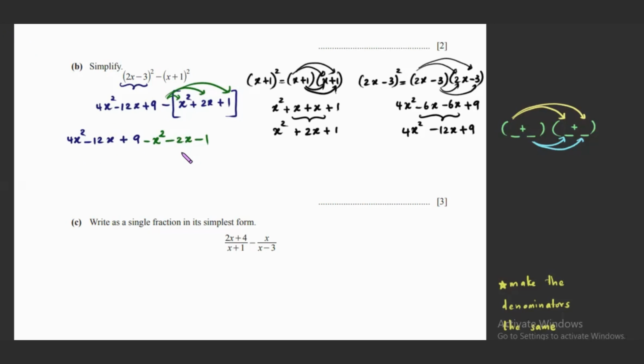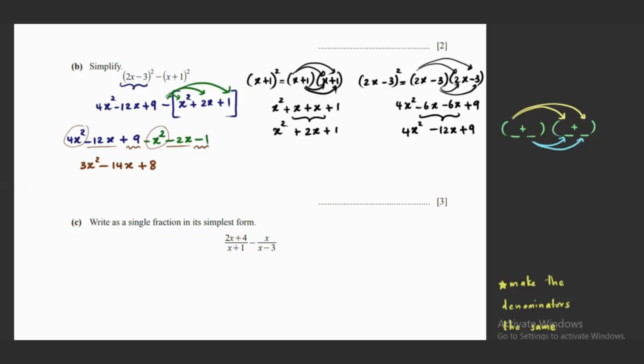Now I need to combine the like terms. So I have 4x squared minus x squared, which is equal to 3x squared. Then I have minus 12x and minus 2x, which is minus 14x. Then I have plus 9 and minus 1, which is plus 8. So the answer is 3x squared minus 14x plus 8.